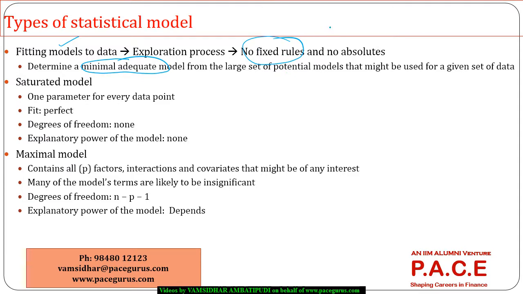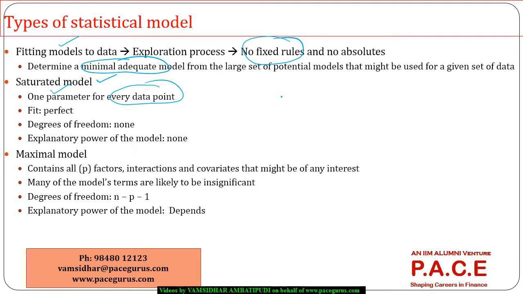So I have a large set of models that are available with me. I am selecting a minimal adequate model that can be used for a given set of data. And in that context, one set of models I can use is a saturated model, where we are looking at one parameter for every data point.